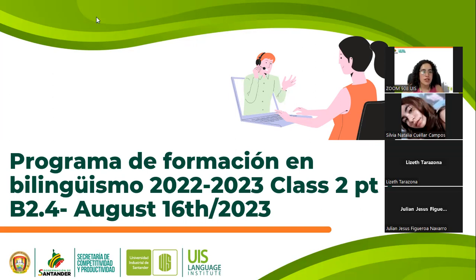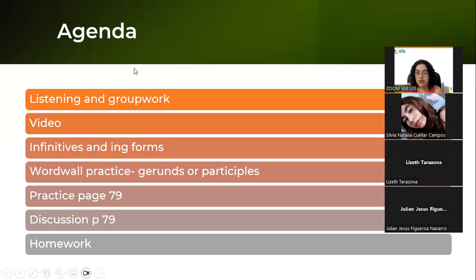We are going to start our class. Let's read the agenda. Let's start our class number 2. I will show you the agenda, what we have planned for today. And after that, I will check the list for the attendance. So let's see. First, we're going to start with the listening activity and also an activity that you will do in groups. So this is to finish what we started yesterday about vocabulary and the final listening activity.